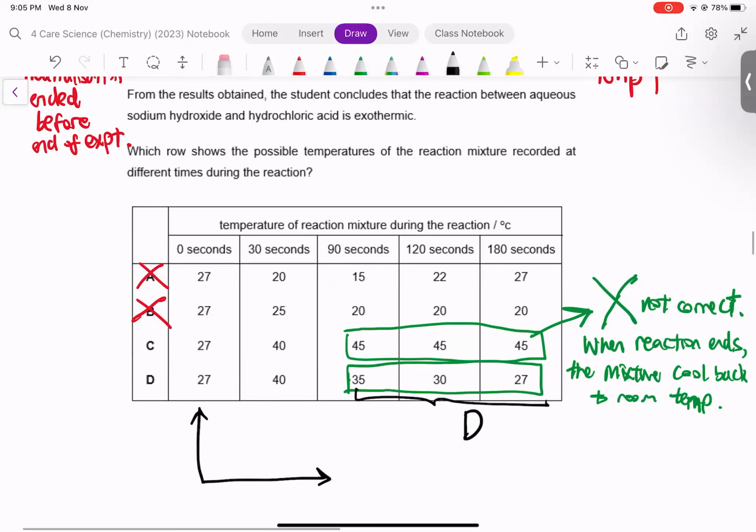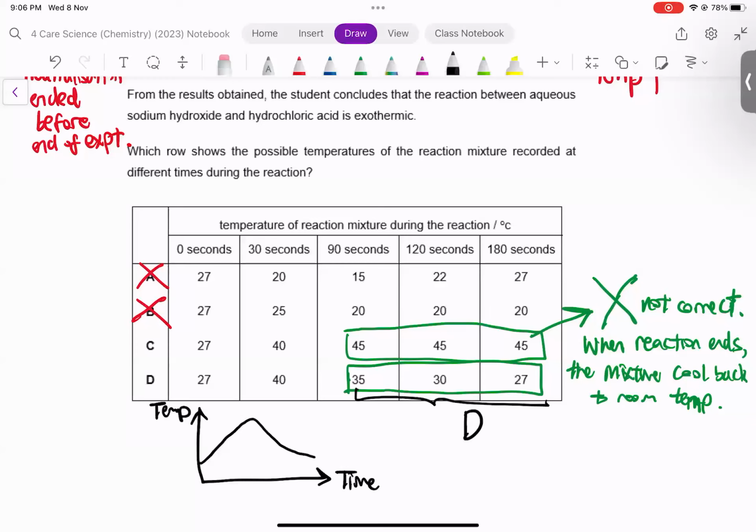The temperature against time, it will go up to a maximum and slowly come back down. So this graph is shown in your energy changes notes. You need to be familiar with the shape of this graph. This is exothermic, so the temperature goes up and then drops back down slowly and cools back to room temperature.